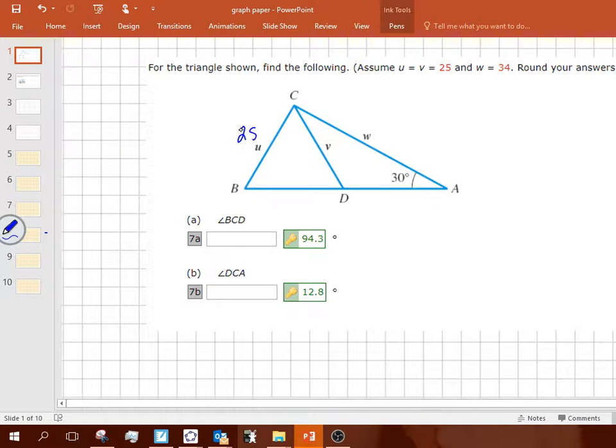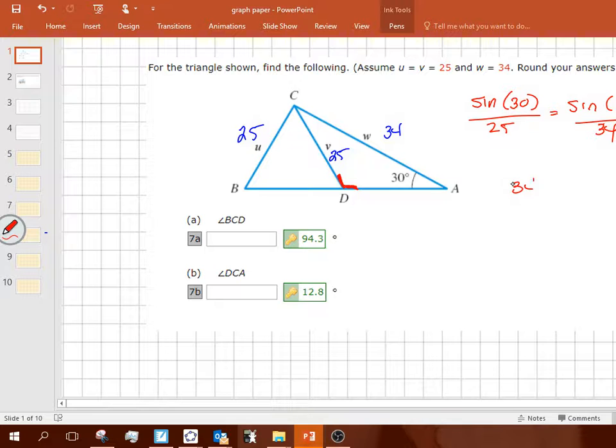So this is 25, 25. W is 34. I think the most common way of addressing this is people are going to try to find that angle first. And so what they do is they go sine of 30 over 25 is equal to, now we don't know this angle, so they just say sine of D over 34.